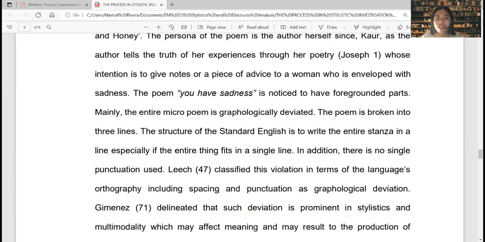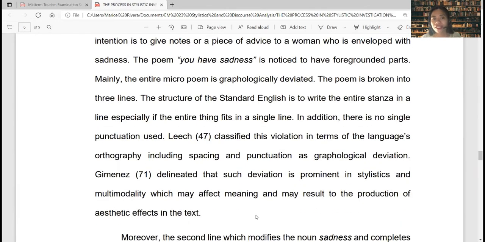Leach 47 classified this violation in terms of the language's orthography, including spacing and punctuation, as graphological deviation. Jimenez 71 delineated that such deviation is prominent in stylistics and multimodality, which may affect meaning and may result in the production of aesthetic effects in the text. When we say aesthetic effects, more or less, it is just physical, okay?